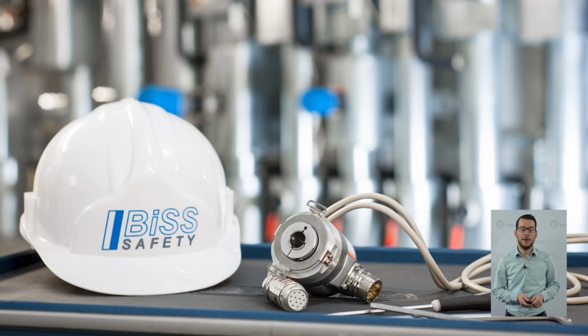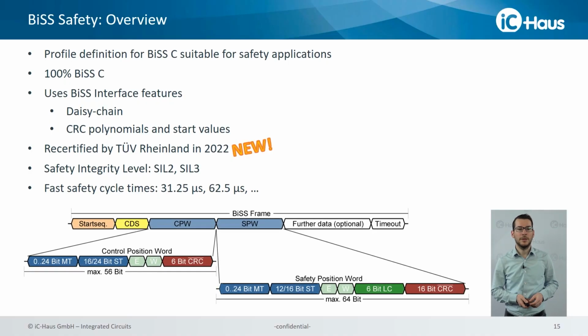All right, now let's take a closer look at BiSS Safety, the profile definition for BiSS. It is a simple profile definition and 100% compatible to the BiSS protocol. We just use BiSS interface features such as daisy chaining of two sensors and different CRC polynomials to comply with safety integrity levels of up to SIL3, while still maintaining fast safety cycle times of about 31 microseconds.